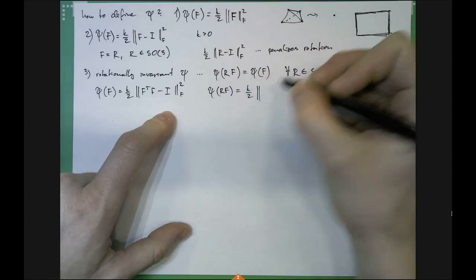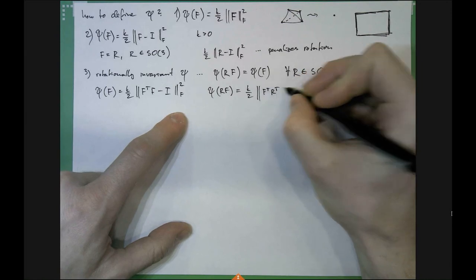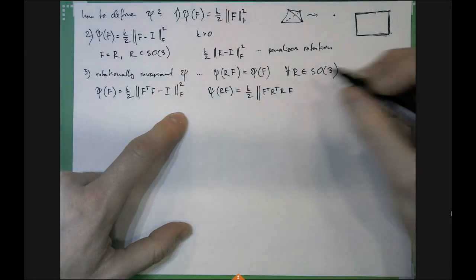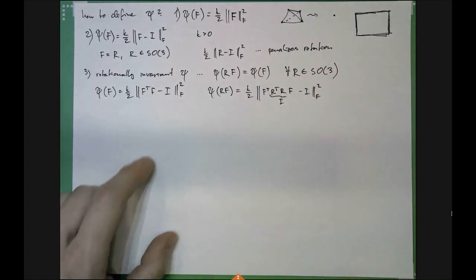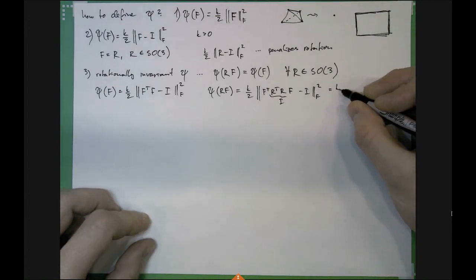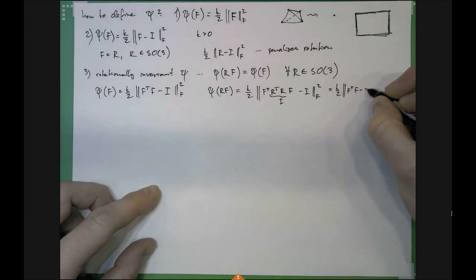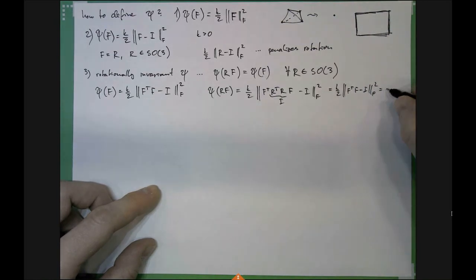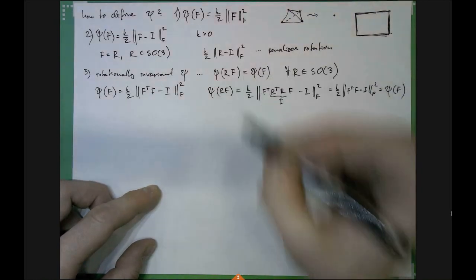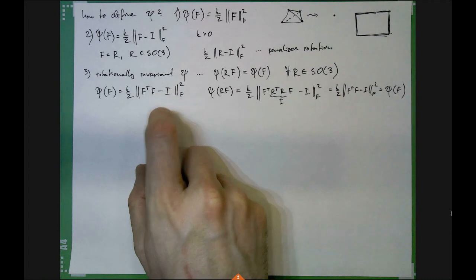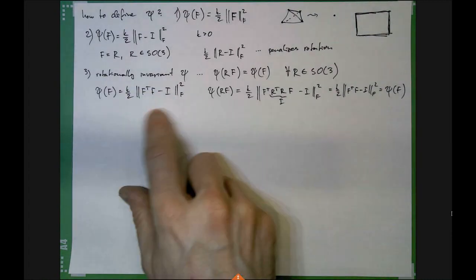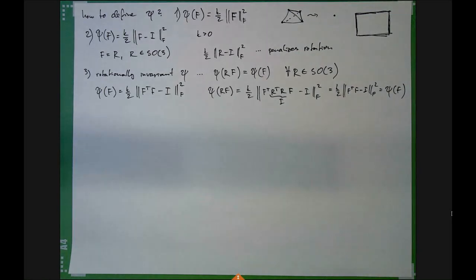Well, obviously, F transpose R transpose R F minus identity, Frobenius squared. But R transpose R is identity, so that disappeared, which is good, because that means this is F transpose F minus identity, Frobenius squared, which is exactly psi of F. So that's exactly what I wanted here. That's the simplest way to achieve that. Okay? And that's almost the St. Venant-Kirchhoff material. Not quite, there is one piece missing, which I'll explain in a minute.